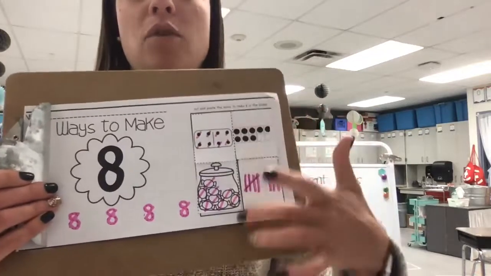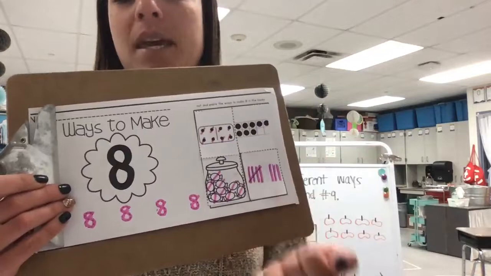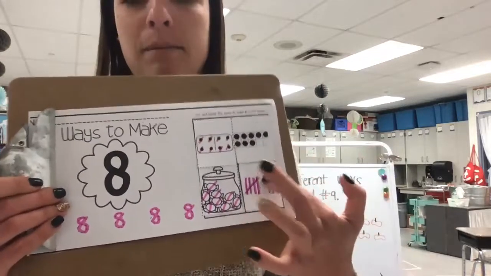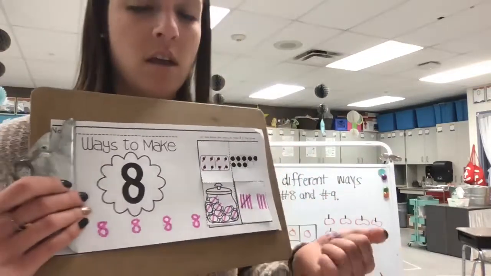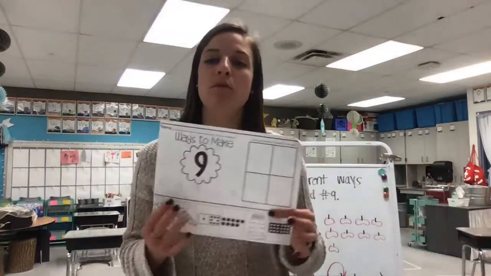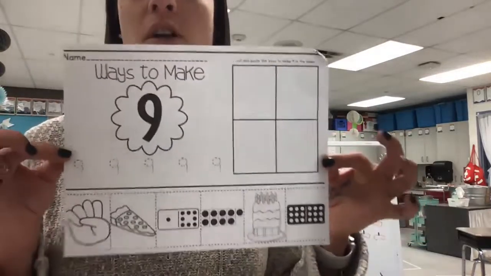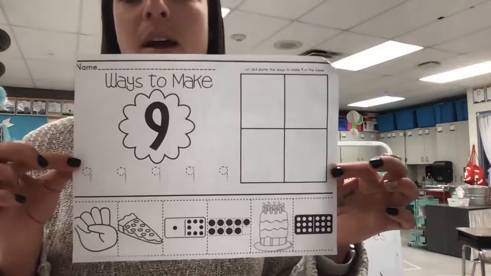So now I've showed different ways to make the number 8 with a domino, with some candies, with a tin frame, and with some tallies. Okay? If any of that was too fast for you, make sure to have the adult that's working with you rewind to where you need to go and pause the video. If you are ready to move along, this is your activity sheet that you're going to complete on your own and show different ways to make 9.